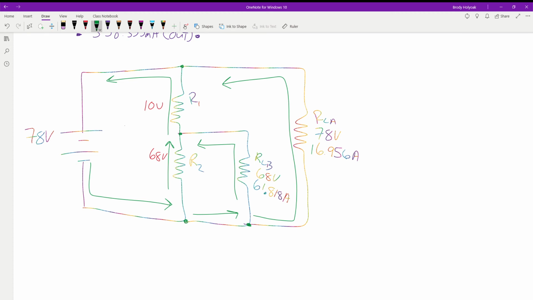So looking at them, this point up here, how many knowns and unknowns do we have? We've got one unknown, two unknowns and one known.